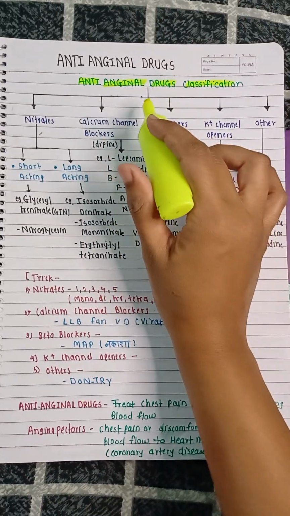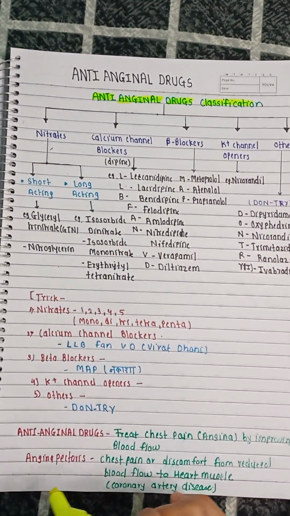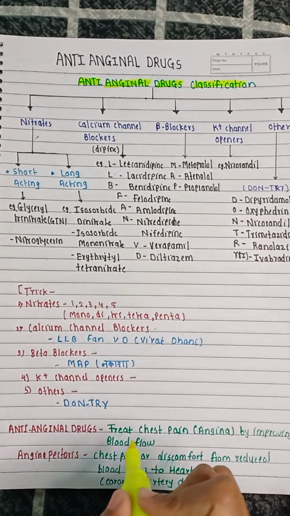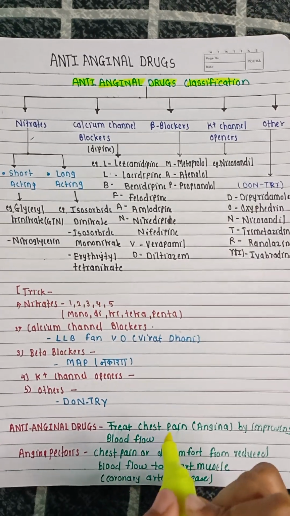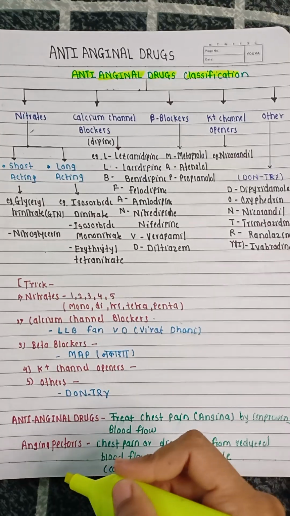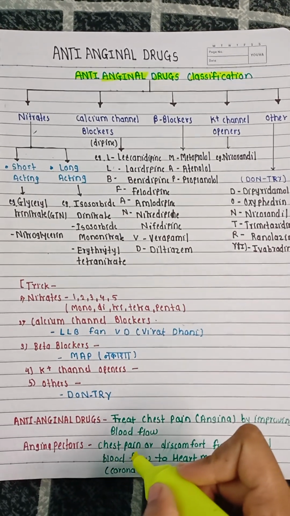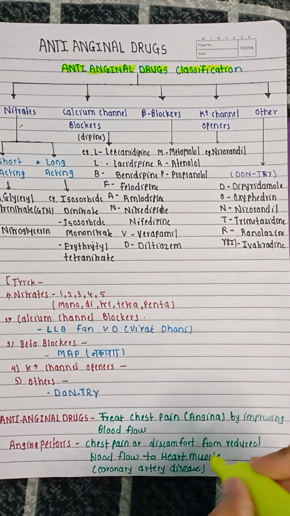Before going through the classification, first we discuss what the anti-anginal drugs and angina pectoris are. The anti-anginal drugs are the drugs used to treat angina pectoris, or treat the chest pain, by improving the blood flow. What is meant by angina pectoris? Angina pectoris is the chest pain or discomfort from reduced blood flow to the heart muscle.